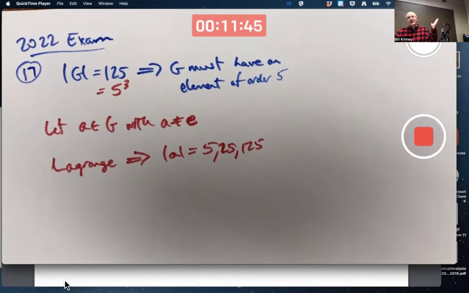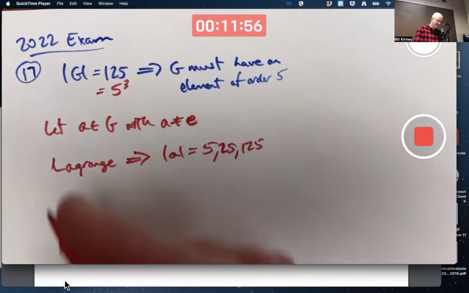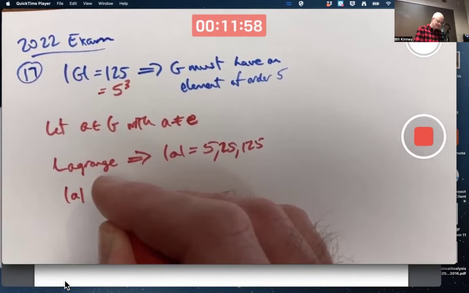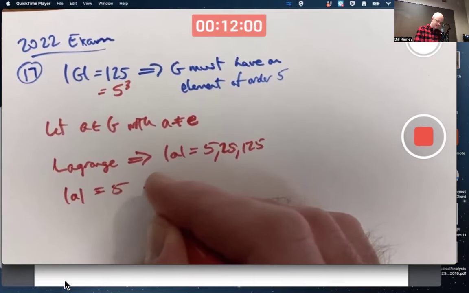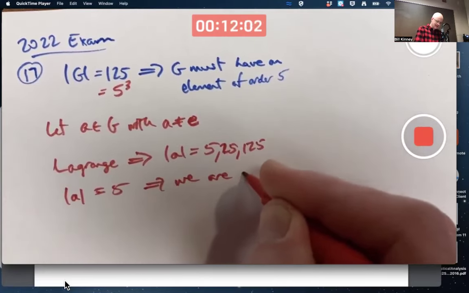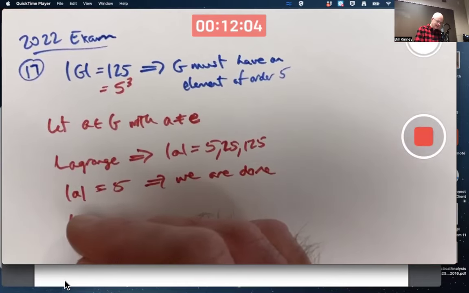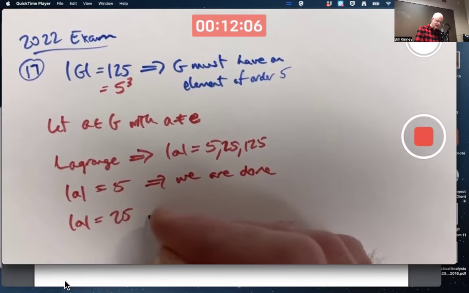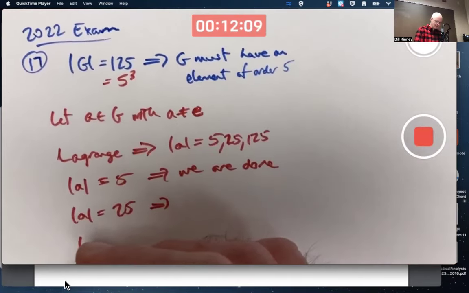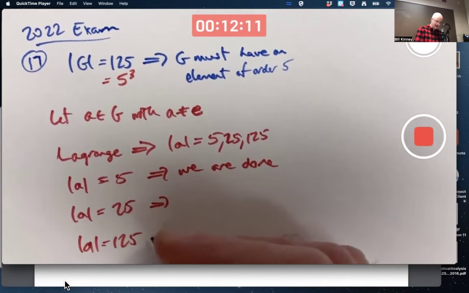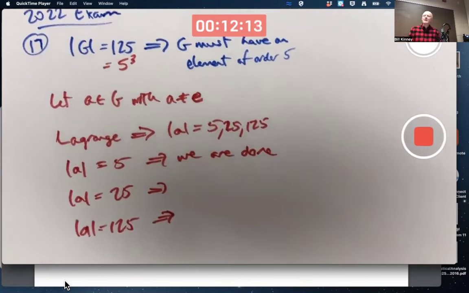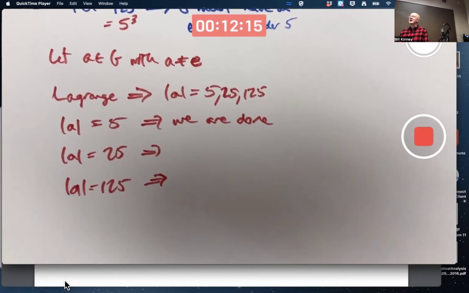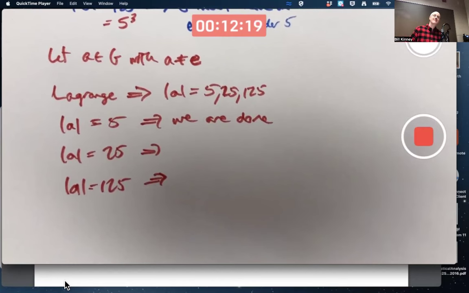If A has order 5, we're done. So what if A has order 25 or order 125? Any ideas? How can we find, so to speak, an element of order 5? Is there a way to do that using A, maybe?